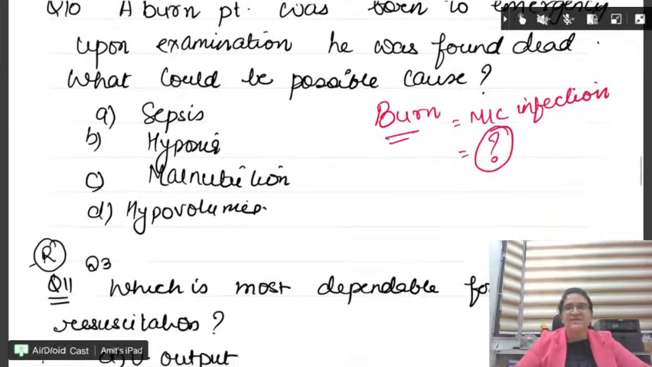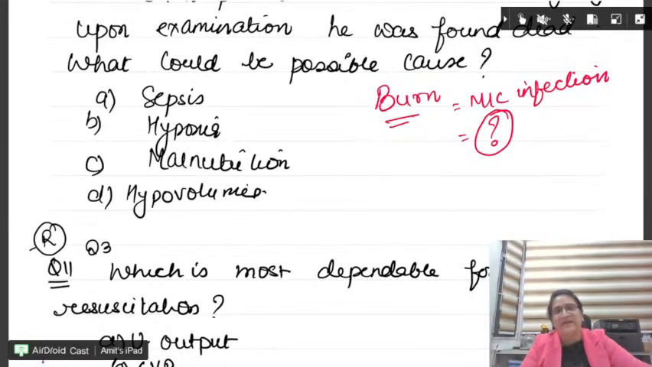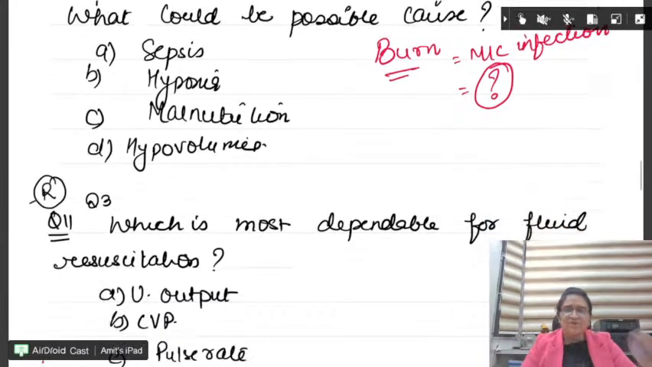Next important question is: in burns, which bacteria or whichever organism has maximum chance of infection? This is for your knowledge. Very important repeat question. Done. Question number 10 done. Question number 11.